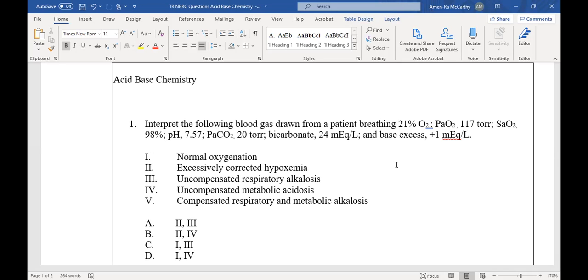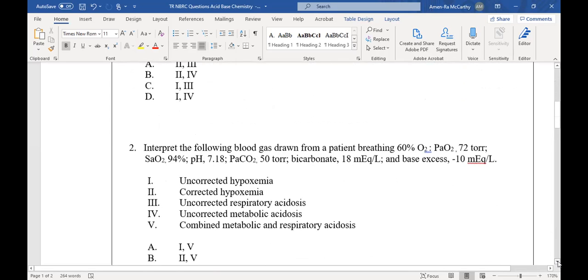Then we look at the third player. Is the third player out of normal range? No, so it's uncompensated. He is not trying to compensate. So it's uncompensated respiratory alkalosis with normal oxygenation. Okay, so that's what you would say. The only reason his PaO2 is a little high is because he's hyperventilating, and it shows in the ABG. He's hyperventilating, he's blowing off too much CO2. And when you hyperventilate, it causes you to be hypocapnic, right? Low CO2. All right.